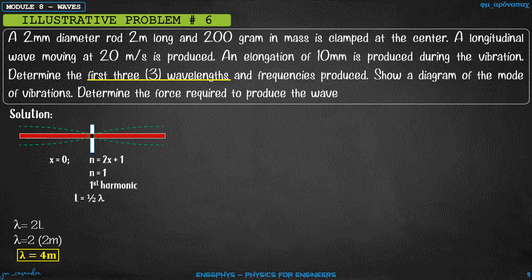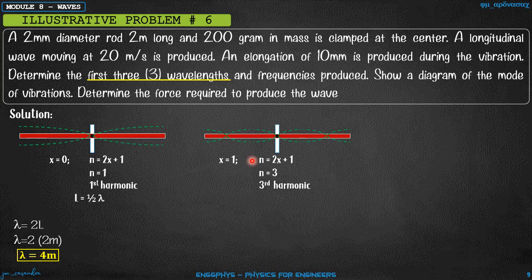So, that's how easy it is. So, let's move to the next wavelength. The second wavelength, or the first overtone, we'll have it as 1, 2, 3. That's x equal to 1. So overtone is 1. Following the equation n is equal to 2x plus 1, we'll have the harmonic number as 3. So this is our third harmonic.